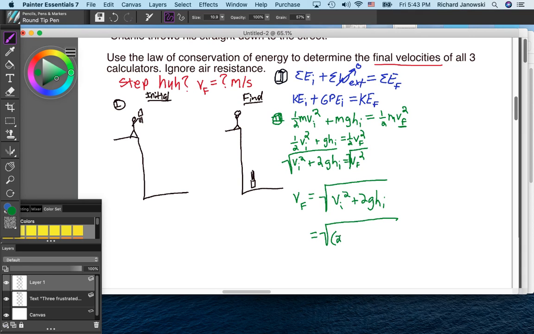23.2 meters per second, that gets squared, plus 2 times g, which is 9.8 meters per second squared, times h initial, which is 25 meters.